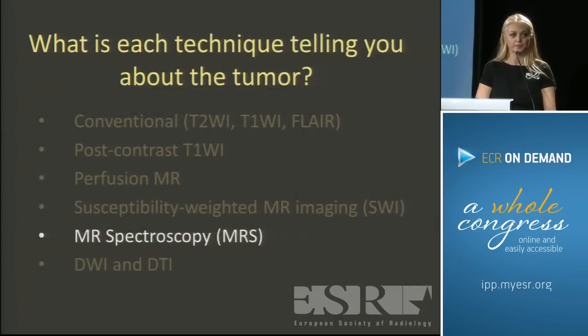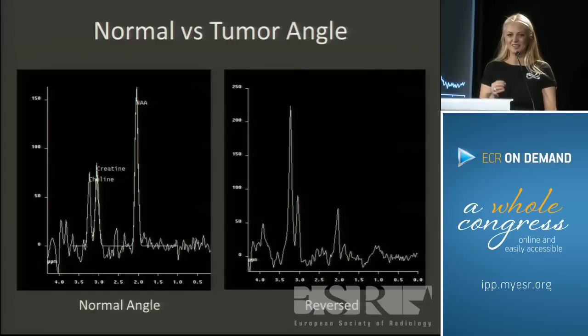MR spectroscopy is something very nice, maybe takes some time, and it's a little complicated out of all these sequences. I will make it very simple. There are basically two things. There is a normal angle and there is an abnormal angle. This is a normal angle that has NAA, and then it goes down to creatine and choline. This is the reverse angle, or we call it tumor angle, and it looks exactly opposite. The highest is the choline, and then it goes down. It's as simple as this one.